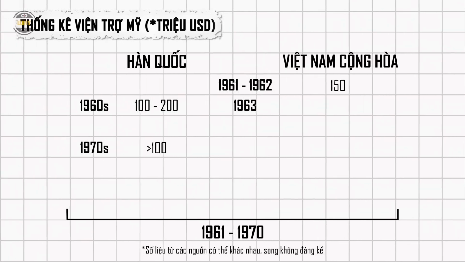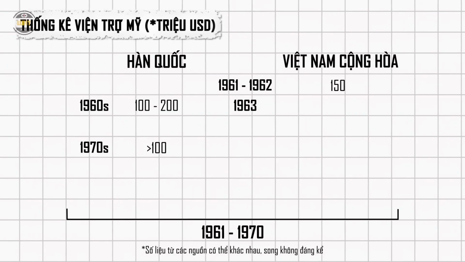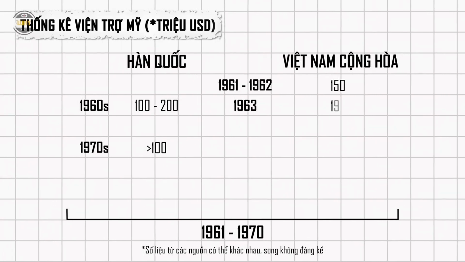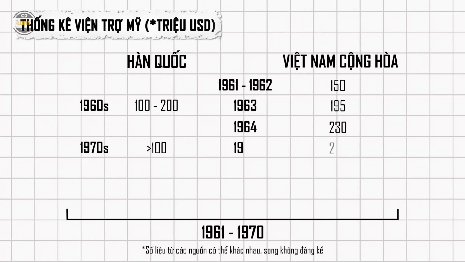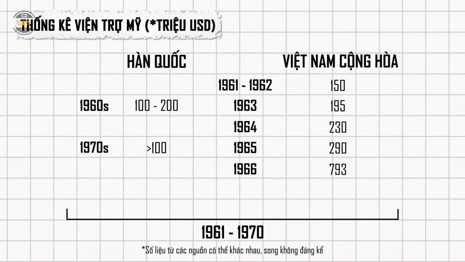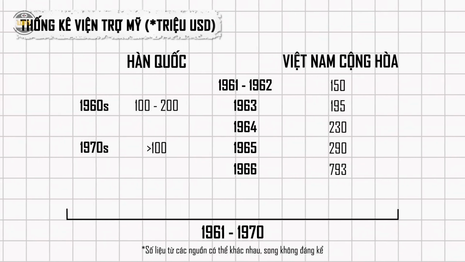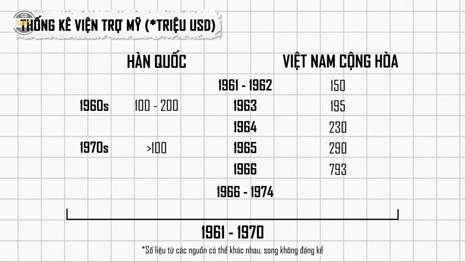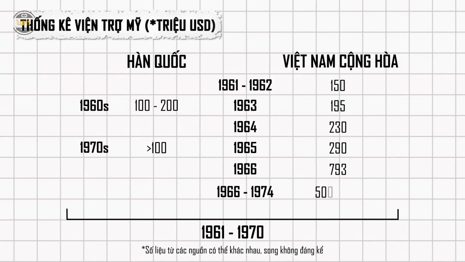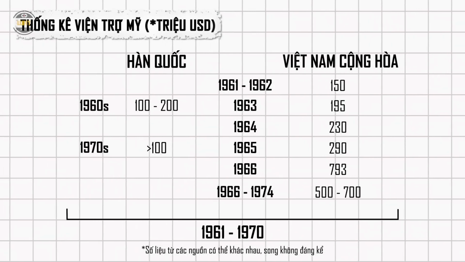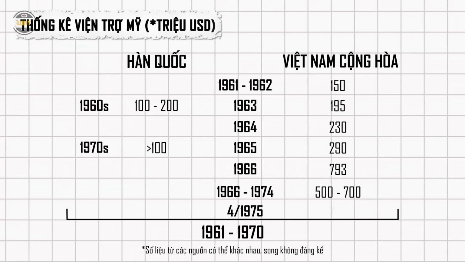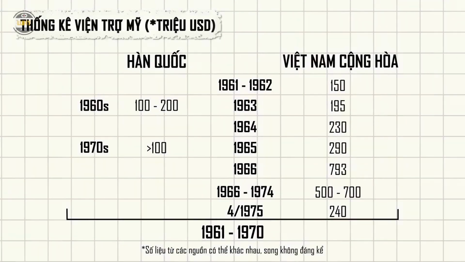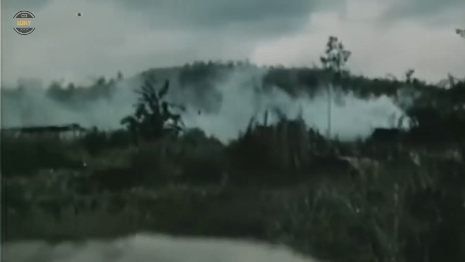However, from 1960, after the coup that overthrew the Ngo Dinh Diem government, aid began to increase again, from $1 in 1963 to in 1966, 74. U.S. economic aid to South Vietnam consistently ranged from $500 to $700 million, reaching $240 million by April 19. Aid to South Vietnam increased significantly compared to South Korea, especially as the war in Vietnam entered a tense phase.